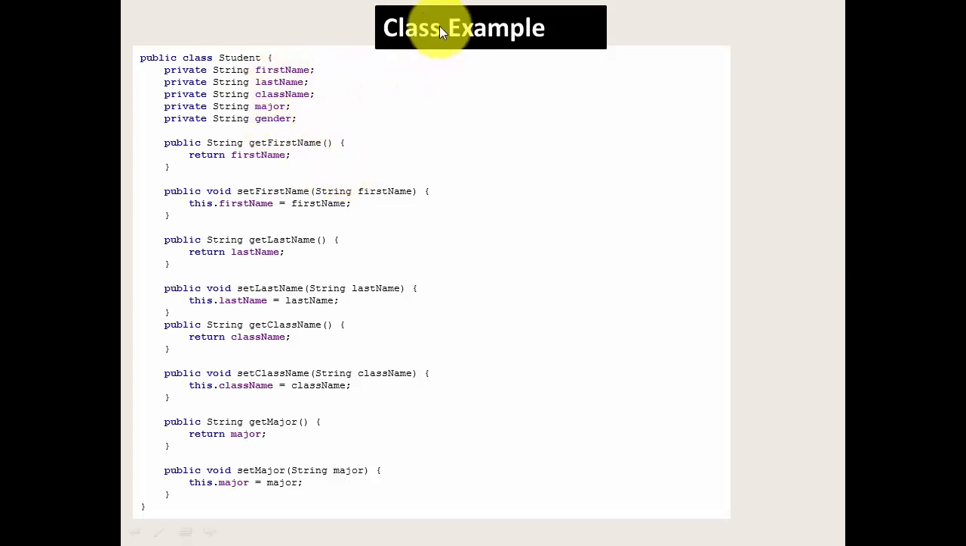Now let's look at the class example. In this example, I defined an object for a student. As mentioned in earlier slides, we define state as fields. So the first name, last name, class name, major, gender are the fields or the state of the object student.